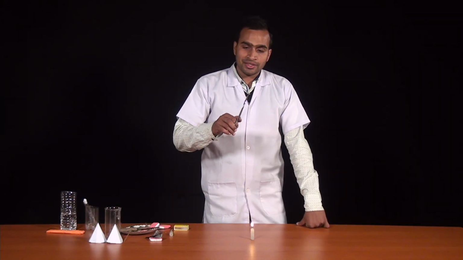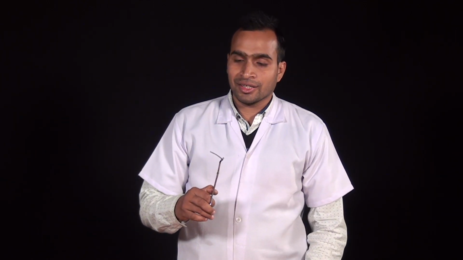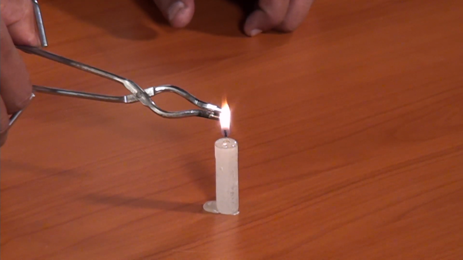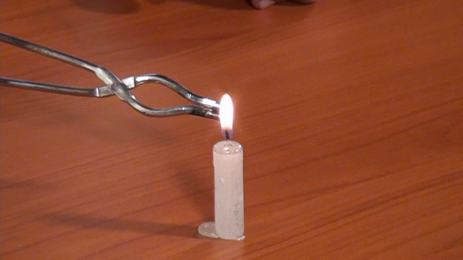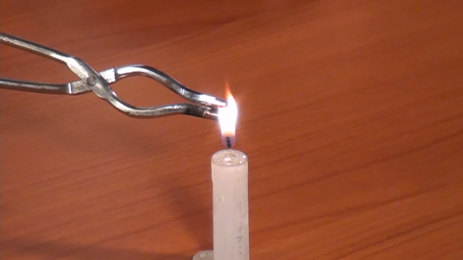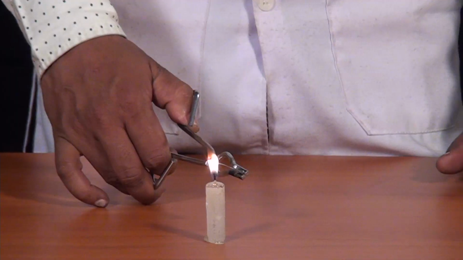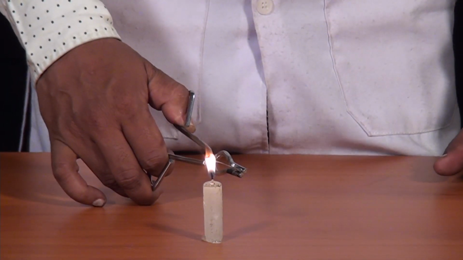Can you identify this substance? This is magnesium ribbon, collected from our science laboratory, and we will burn this magnesium ribbon and see the result from the burning. When you are burning this magnesium ribbon, you must be very careful and do this activity with proper guidance of your teacher. Without any guide, you must not do this activity because it is very dangerous.